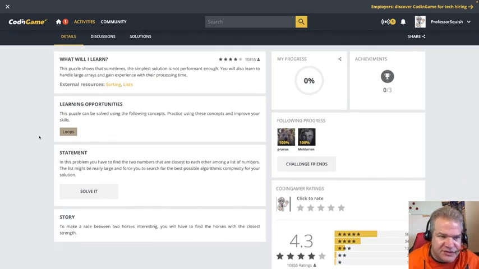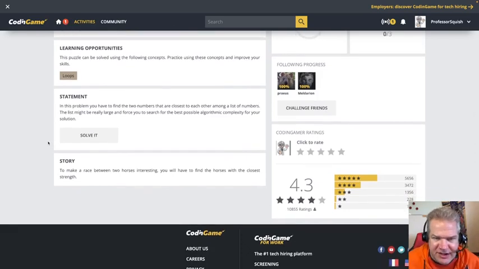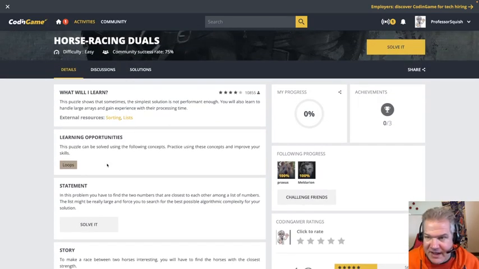This puzzle can be solved using the following concepts. Practice using these concepts and improve your skills. Loops. In this problem, you have to find two numbers that are closest to each other among a list of numbers. The list might be really large and force you to search for the best possible algorithmic complexity for your solution. The story is to make a race between two horses interesting, you'll have to find the horses with the closest strength.